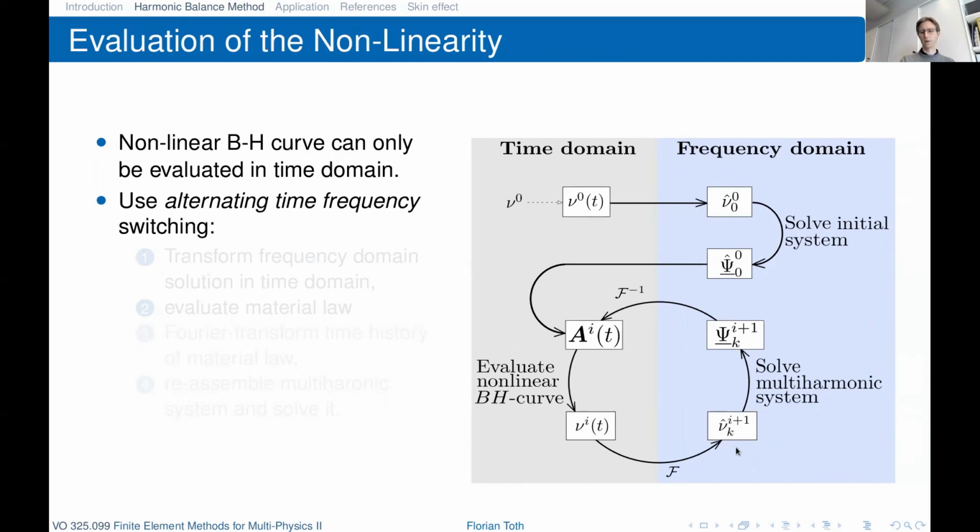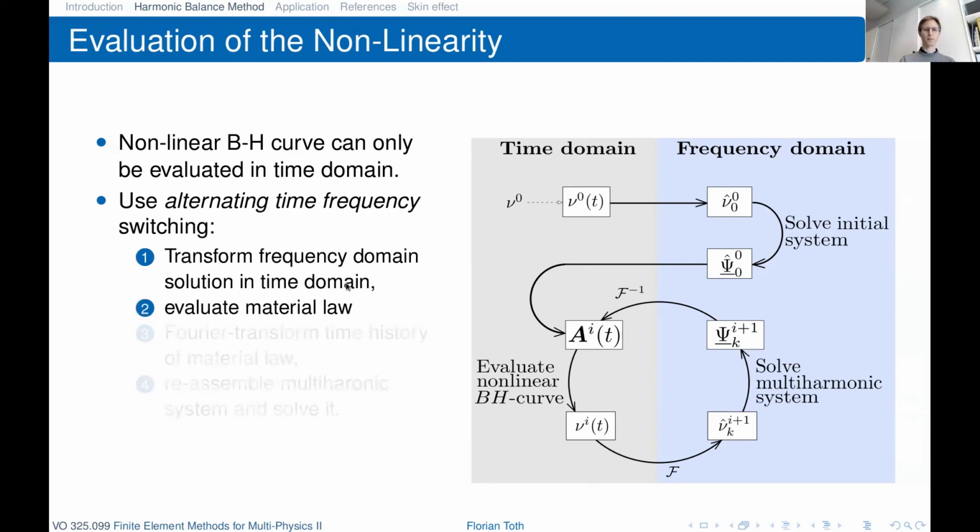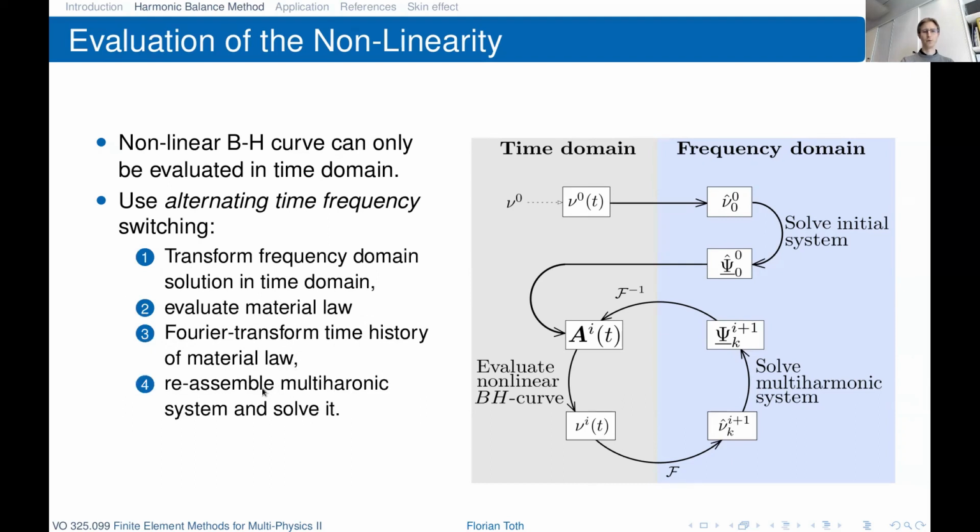Then we update our system matrix, assemble the system again, solve the linear system, and get an update for the periodic solution. So these are the main steps. Transform the frequency domain solution into the time domain. There, evaluate the material law, Fourier transform the time history of the material law, and reassemble the multi-harmonic system with these new material harmonic coefficients and solve the new system to get an update. And then you iterate until you obtain a certain convergence criterion.